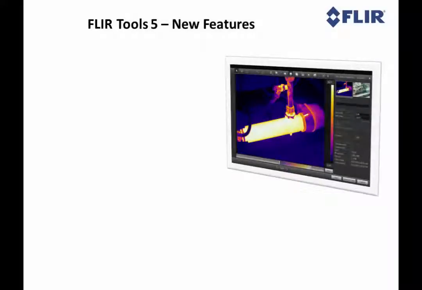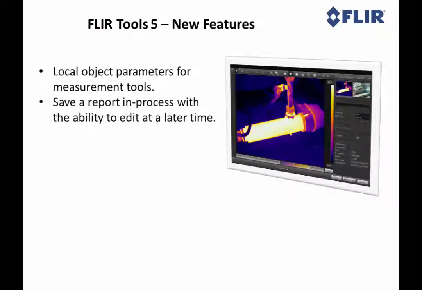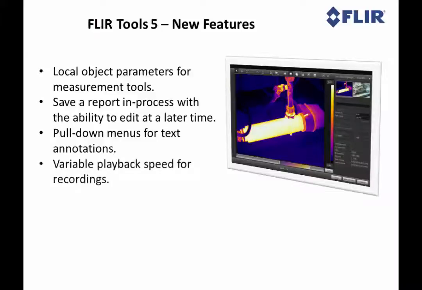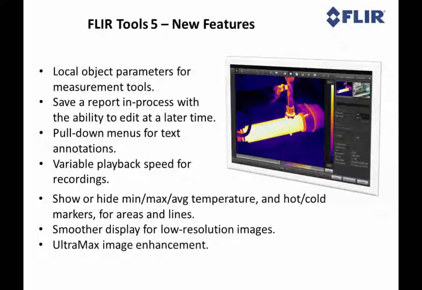FLIR Tools version 5 offers a number of new features that enhance its functionality and improve productivity for the thermographer. It is now possible to apply local object parameters to measurement tools. Reports can be saved in process and recalled at a later time. Text annotation templates are now accessible while editing an image. Sequence playback speed can be adjusted. You can choose to show only certain temperature values for areas and lines. Low-resolution image processing is much improved. And images from Ultramax cameras can be enhanced.